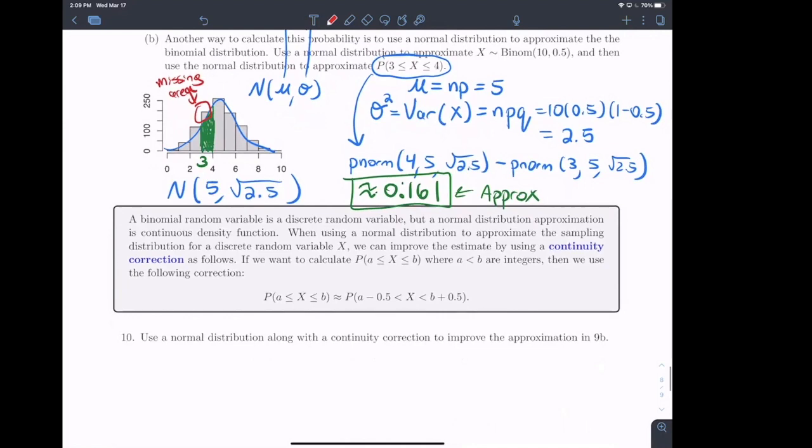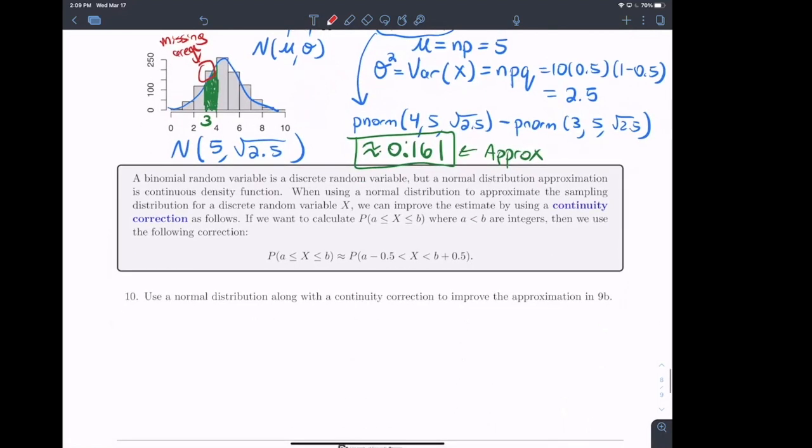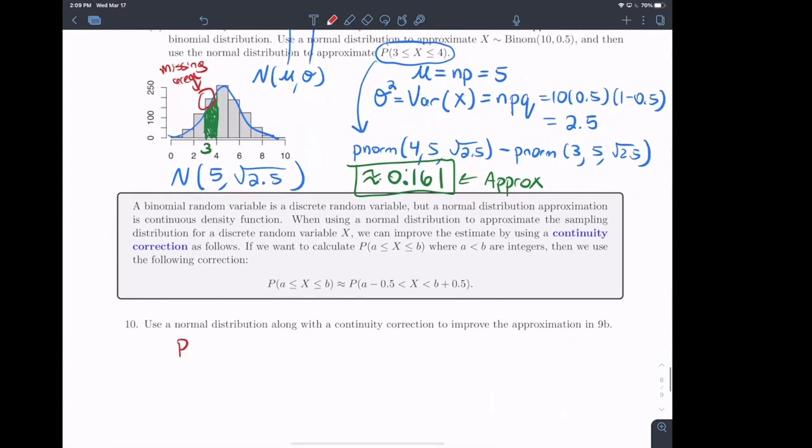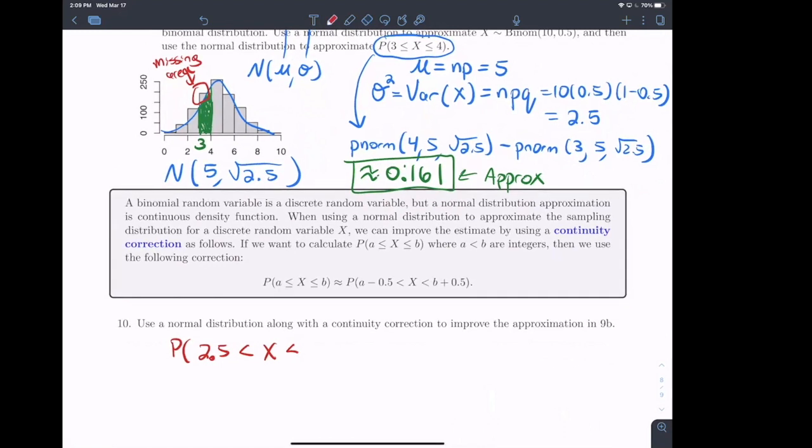correction. What we do is, instead of putting in 3 for the lower limit, we go half a unit below that. So we go to 2.5. And I guess whether or not we include these or exclude them, it's kind of a moot point when we're working with a normal distribution. And then we go half a unit above the upper value. That was 4, so then we go up to 4.5.